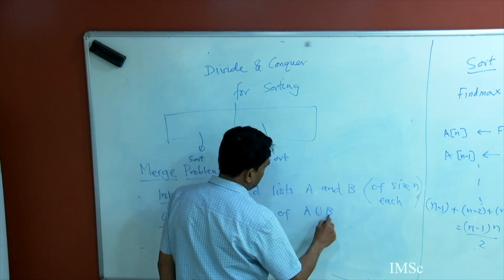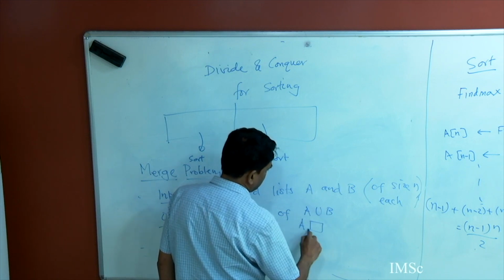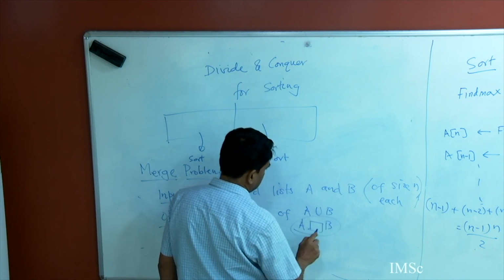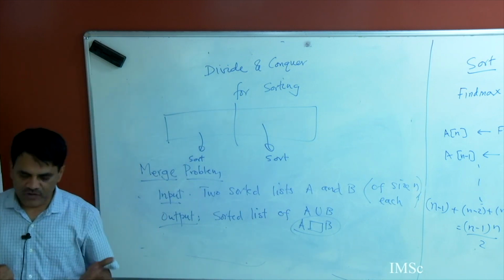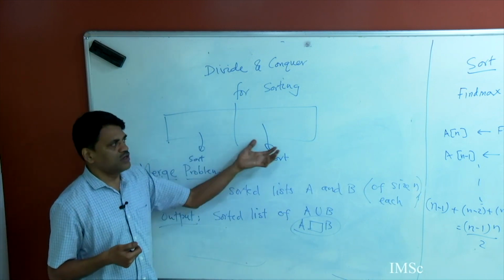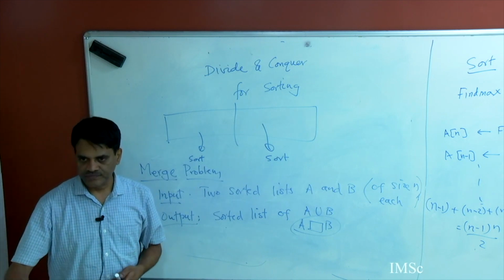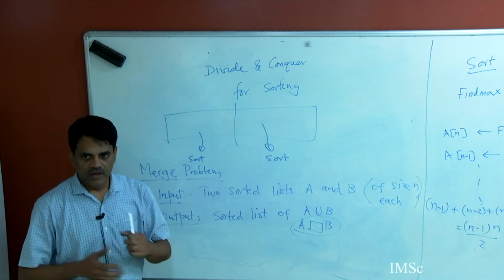I don't know, A union B or A concatenated with B, whatever, right? So I want to take all the elements and sort them with an extra information that A is already sorted and B is already sorted. Okay.